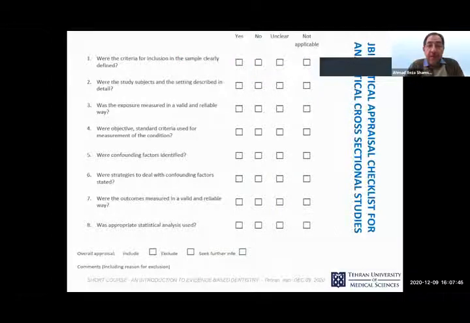The fifth is: were confounding factors identified? As you may know, confounders are a challenging item in epidemiology. Some epidemiologists consider confounders as errors, and some consider confounders as a separate entity. In some cases, there is overlap between confounders and biases, mainly selection bias. So in case of confounding, the authors or investigators should consider all variables that affect the relationship between the risk factor and disease. The causal network should be complete.